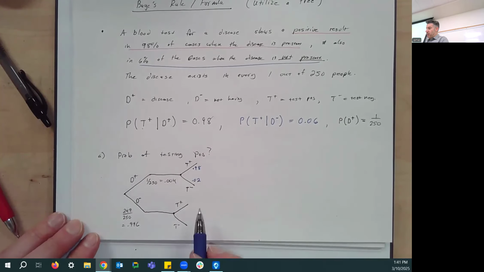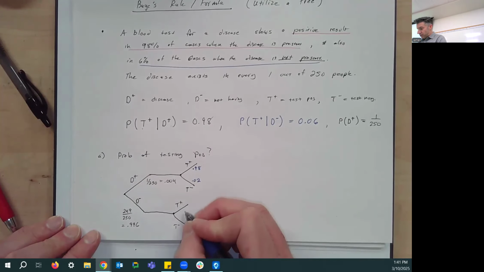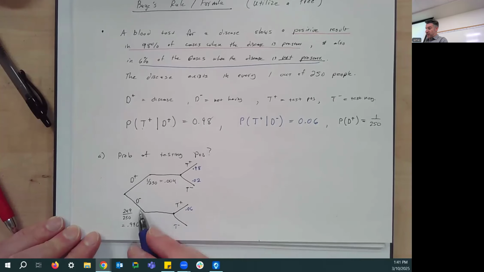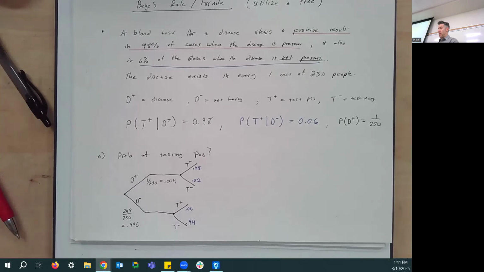And similarly, if we know the probability of a positive test given not having the disease is 0.06, then we know the probability of having a negative test given that someone doesn't have the disease is going to be 0.94. It has to add up to 1 in each branching. And now here's what makes this great.